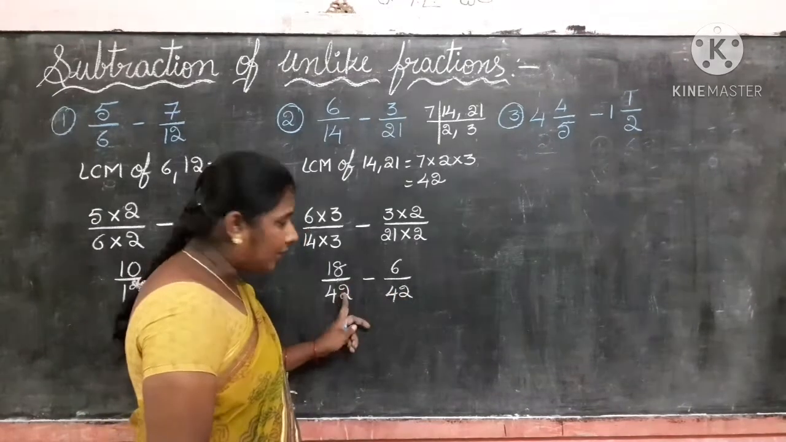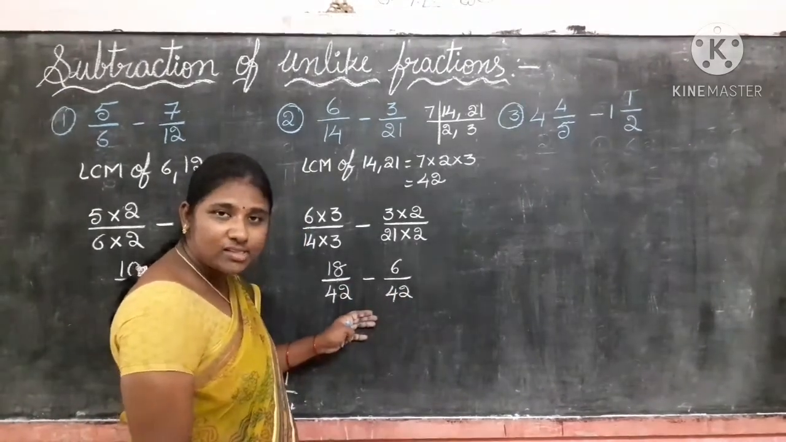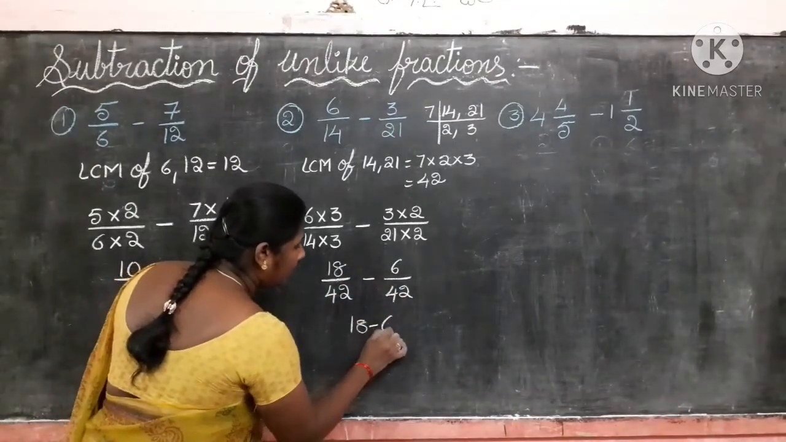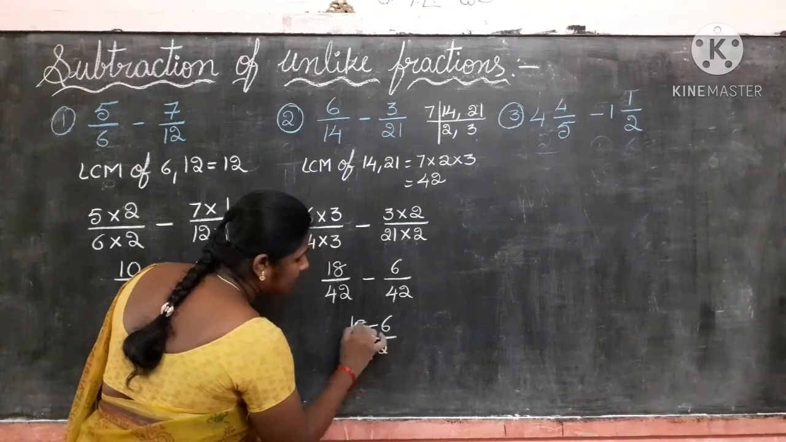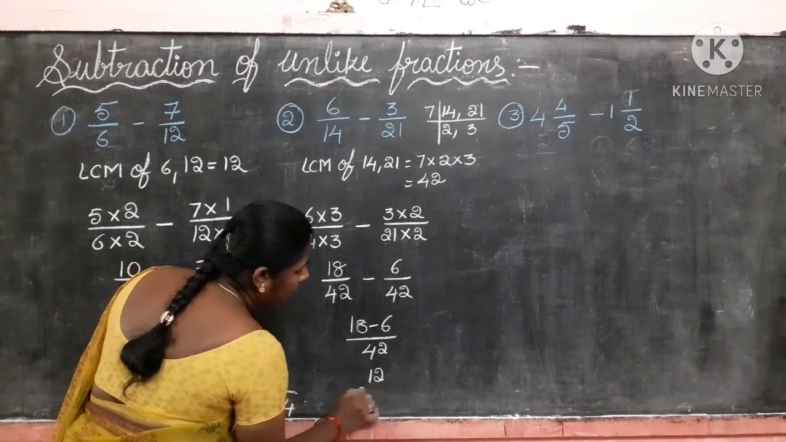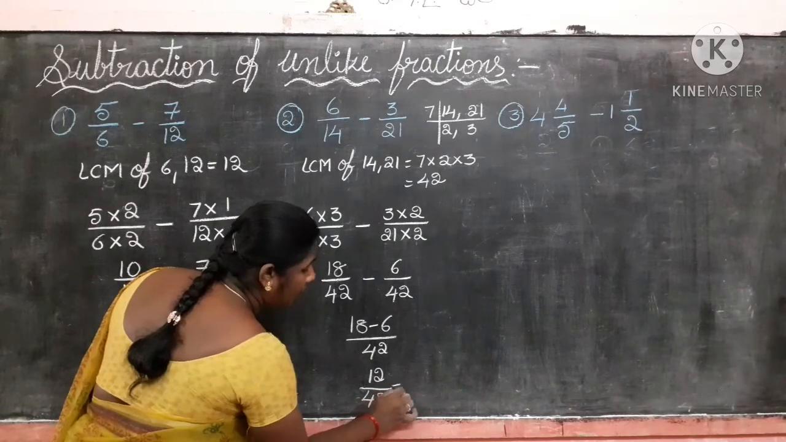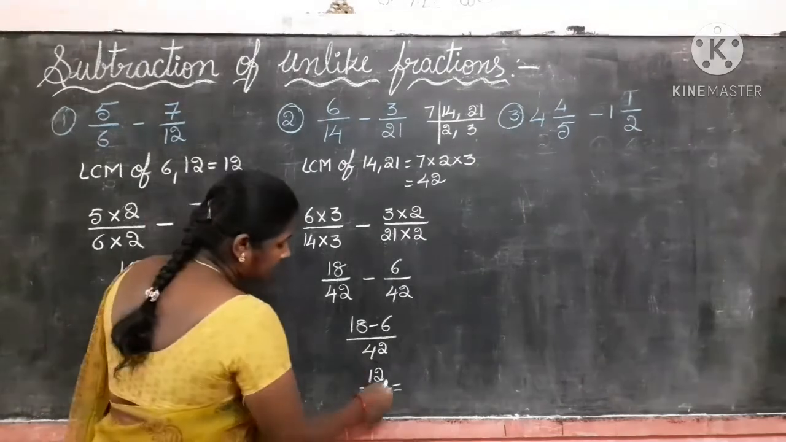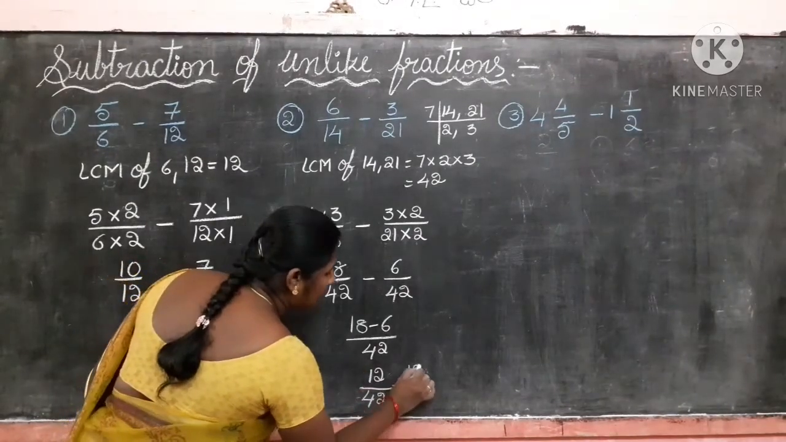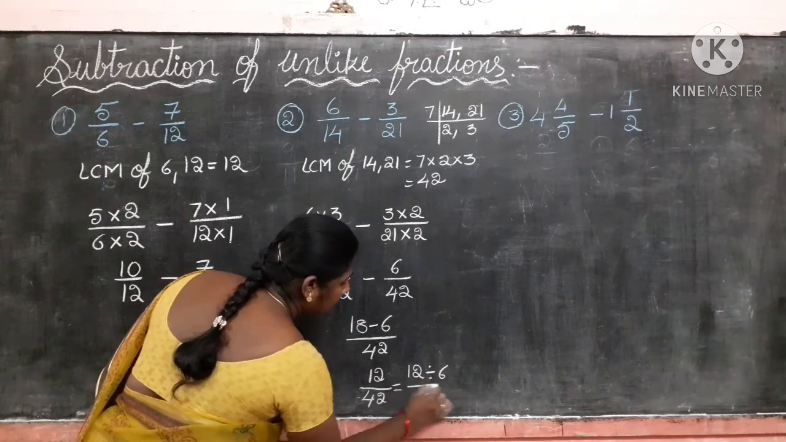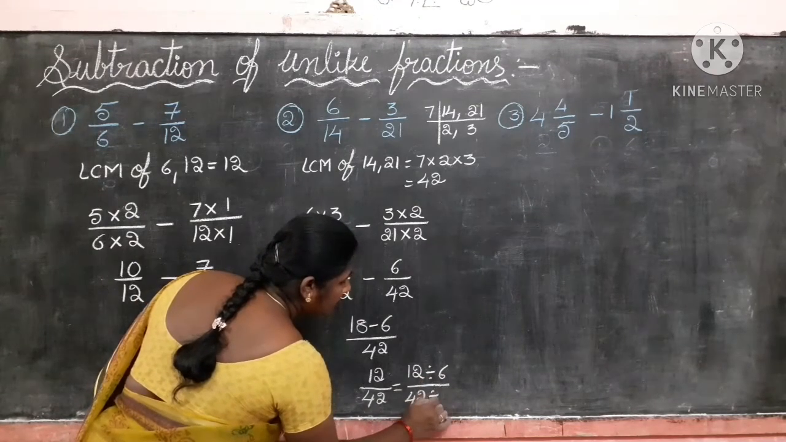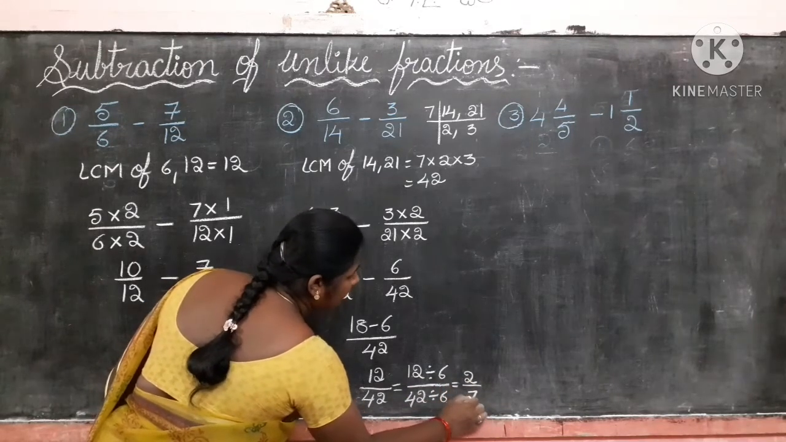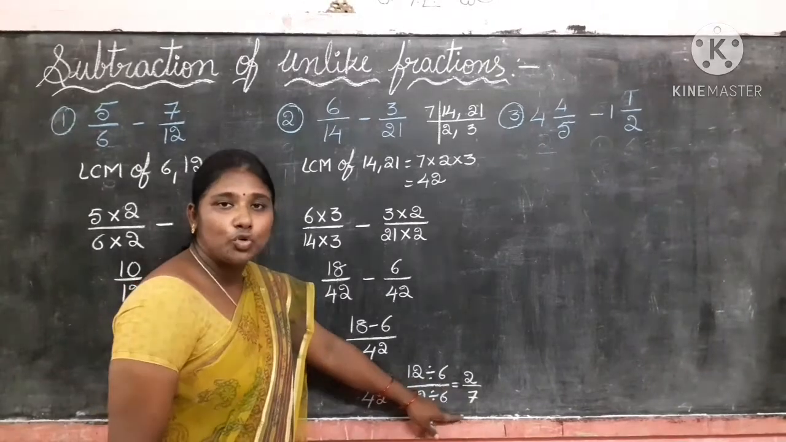So now these are converted into like fractions. So we have to subtract the numerators. 18 minus 6 by 42. 18 minus 6 is 12. 12 by 42. This 12 and 42 will come in what table? Yes. Both will come in the 6 table. 12 divided by 6, 42 divided by 6. 6 2s are 12, 6 7s are 42. So the answer is 2 by 7.